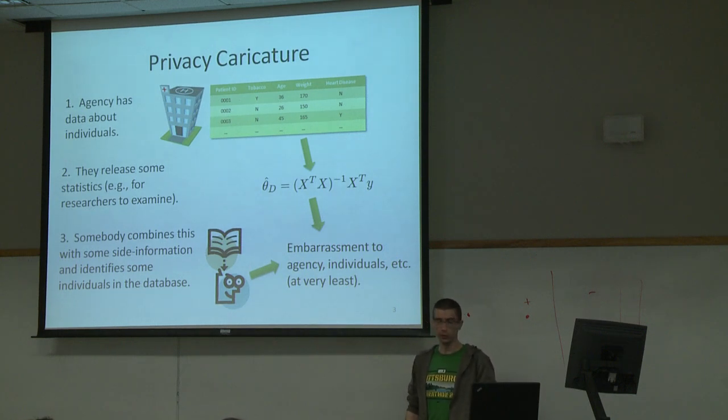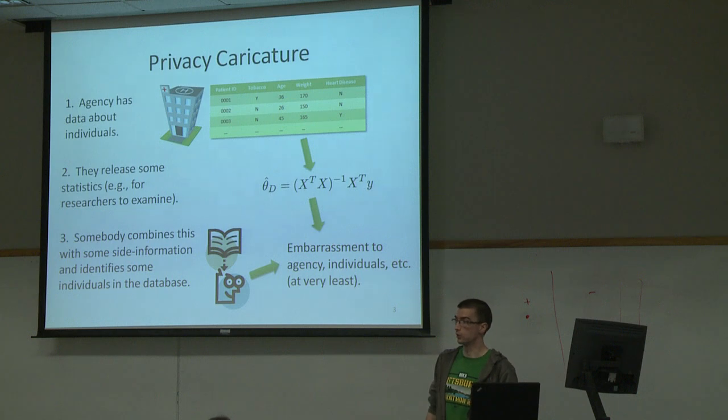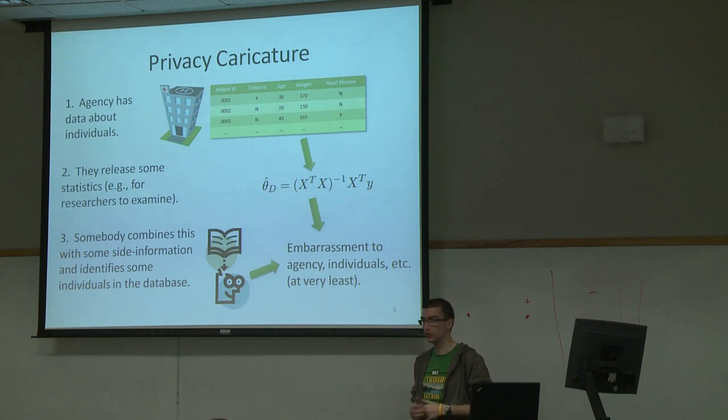And then what can go wrong is once this is released into the world, some kind of bad guy with access to whatever information is available to him off the internet may be able to use this least squares estimator and figure out things like the presence of certain individuals in the data, or if he knew some individuals already in the data, he may be able to figure out characteristics about them like their weight or whether they have heart disease or whatnot.